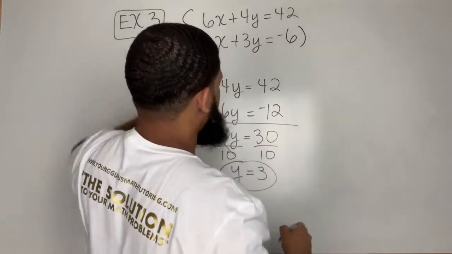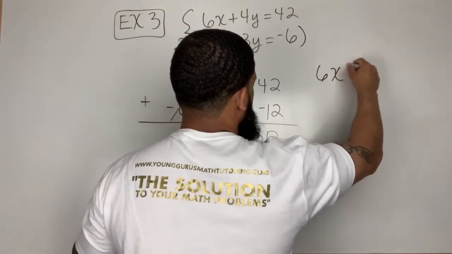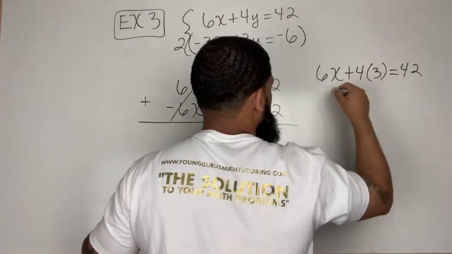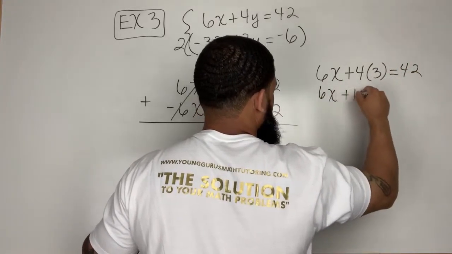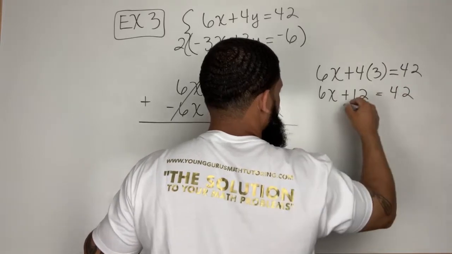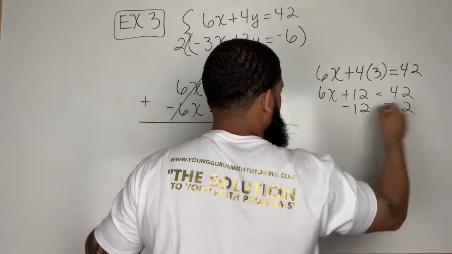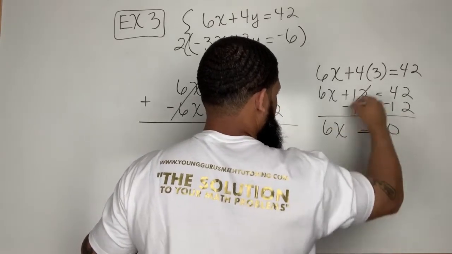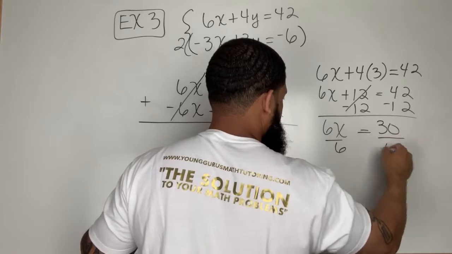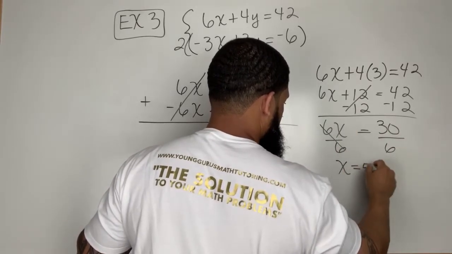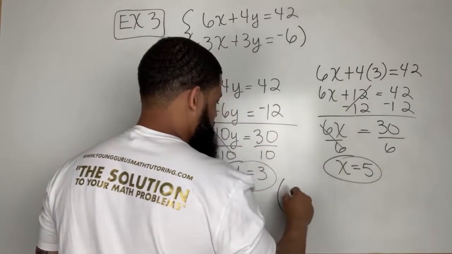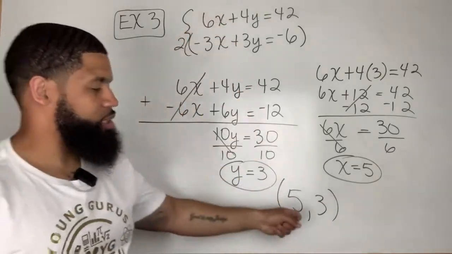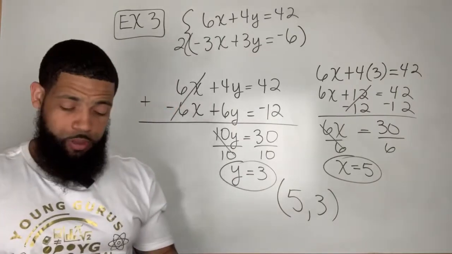So let's plug it into the first one. 6x plus 4 times 3 equals 42. 6x plus 12 equals 42. Minus 12, minus 12. 6x equals 30. Divide by 6, divide by 6. x equals 5. So my ordered pair is 5, 3. That means that these two lines intersect at the ordered pair 5, 3.